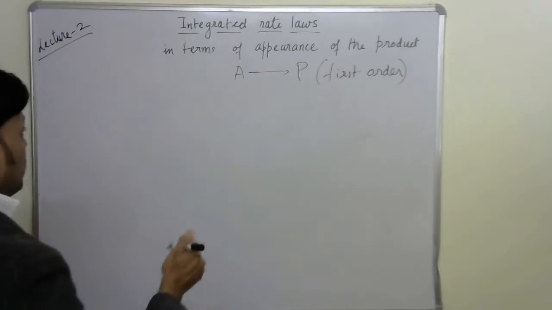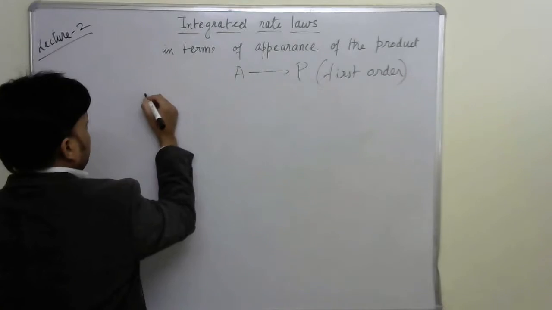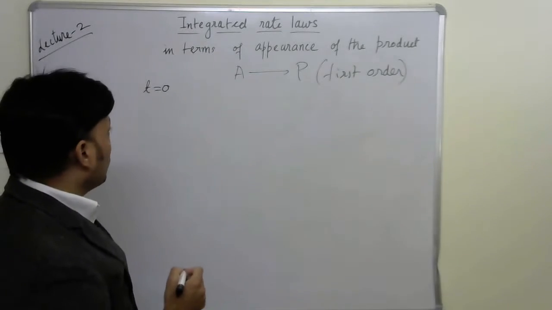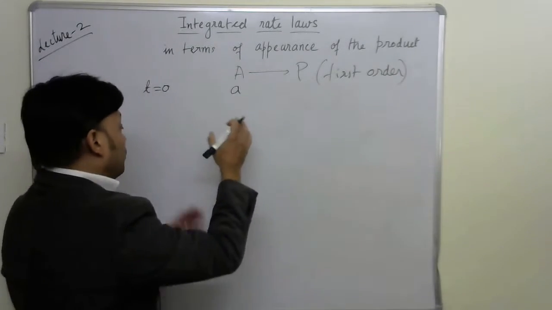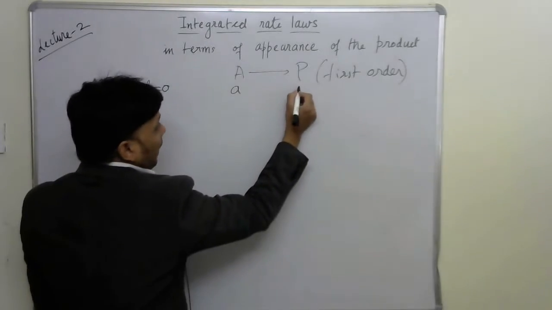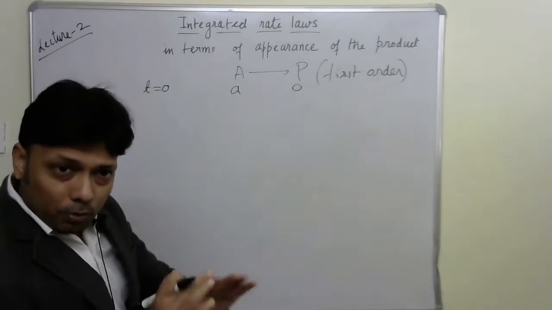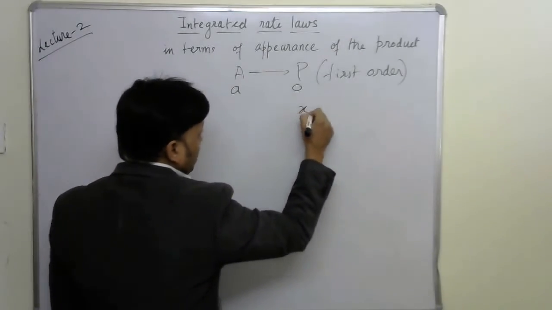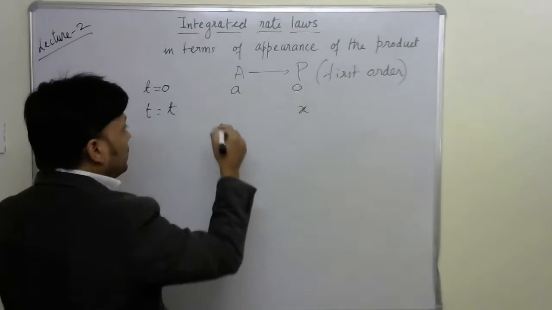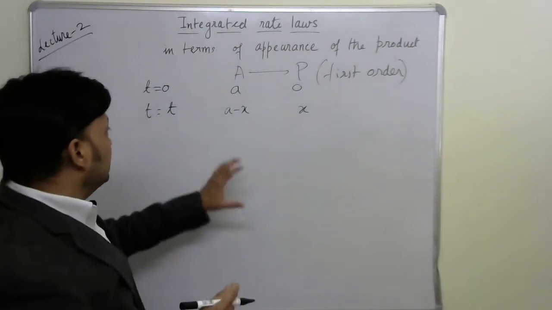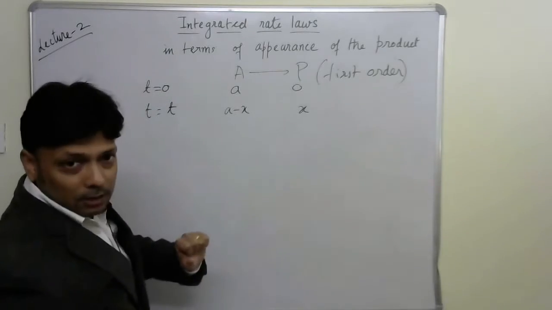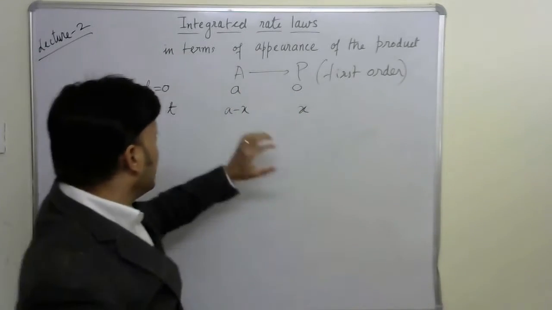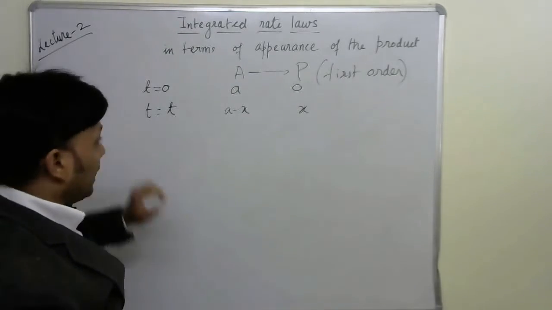We follow simple steps. We assume that at time t equal to 0, the initial concentration of the reactant A was a, and the concentration of the product is 0 because no product was formed. Now at time t, let's assume x amount of product is formed. At that time point, the concentration left for the reactant is a minus x. So the concentration of the product P is x, and the concentration of the reactant A is a minus x at any time t.